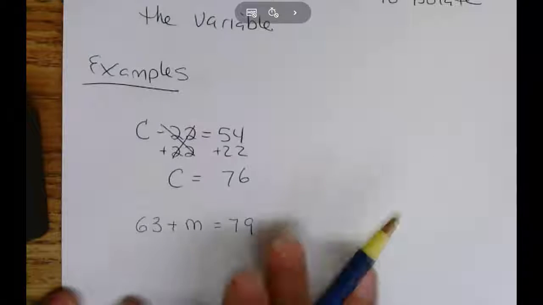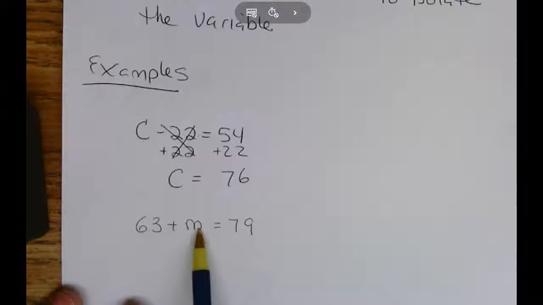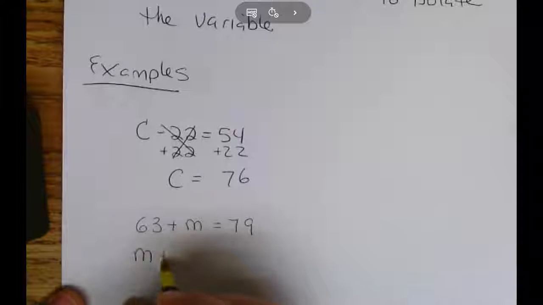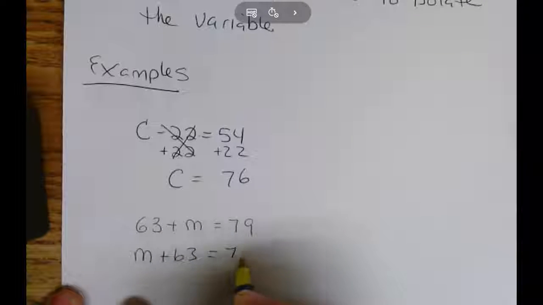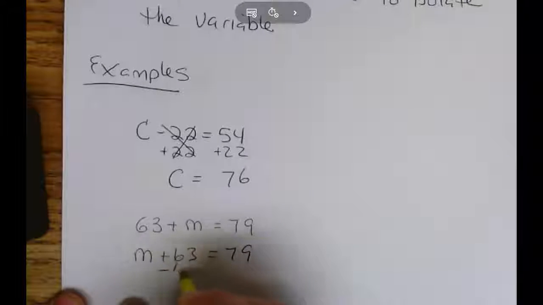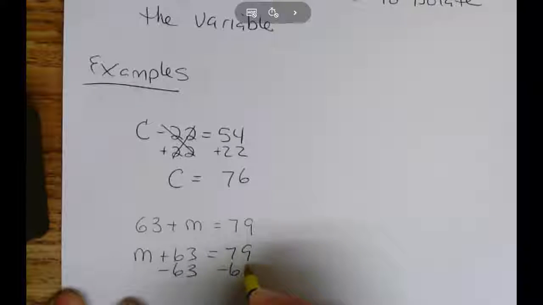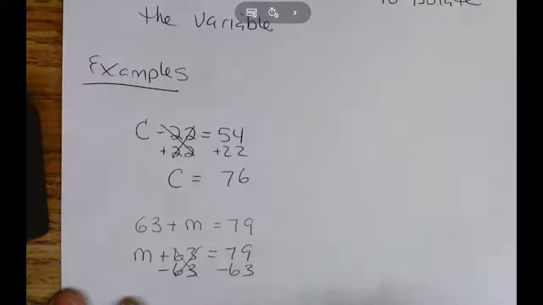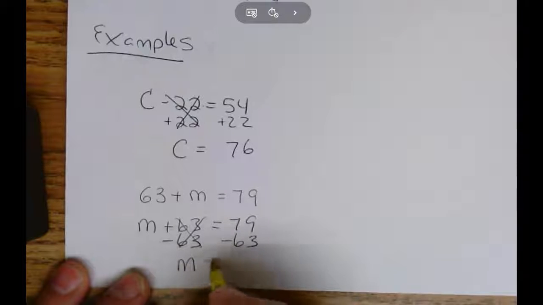So we look at the other way. So it's 63 plus m equals 79. We can even rewrite this. m plus 63 equals 79. So we can maybe see a little easier that this is a plus. So again, we're going to undo. We're going to minus 63. This is going to cancel, right? And then it's going to be m equals, we got 16.